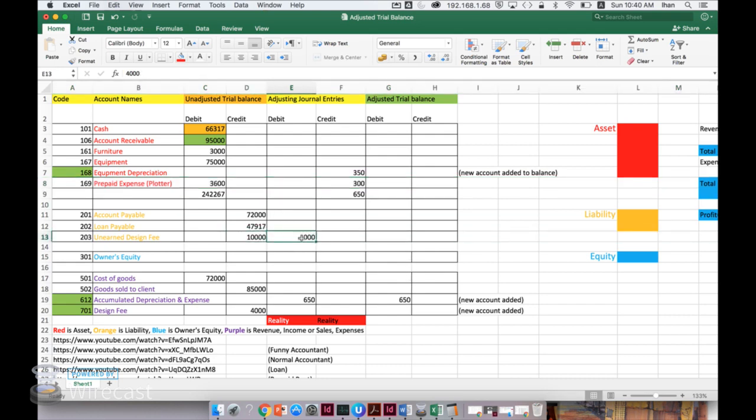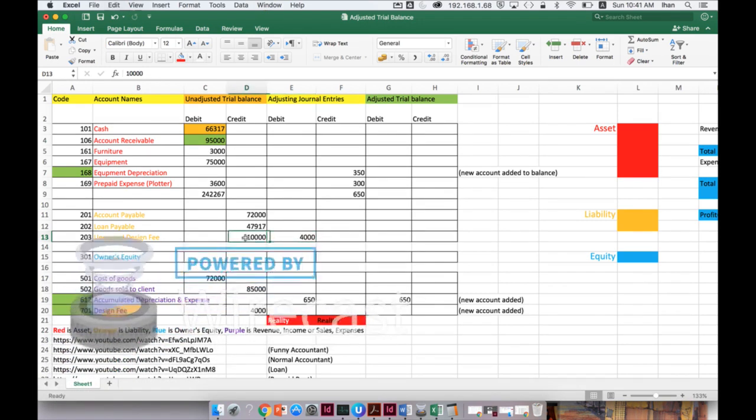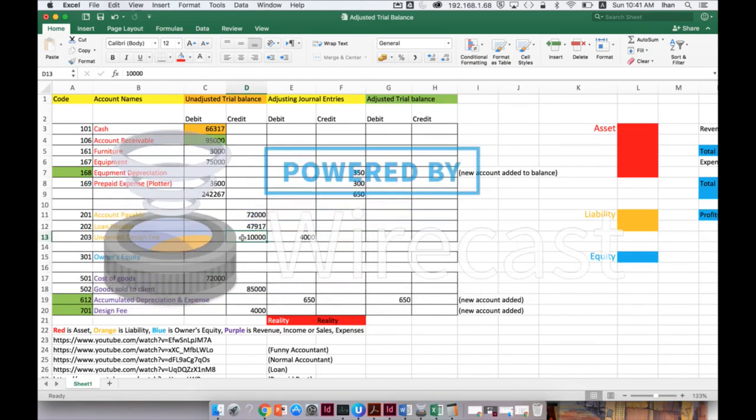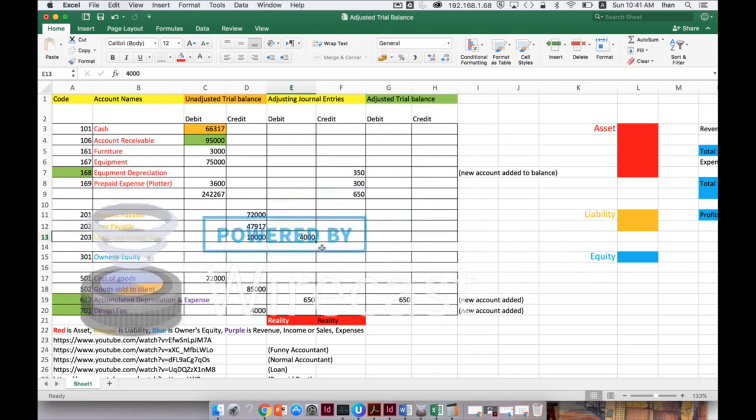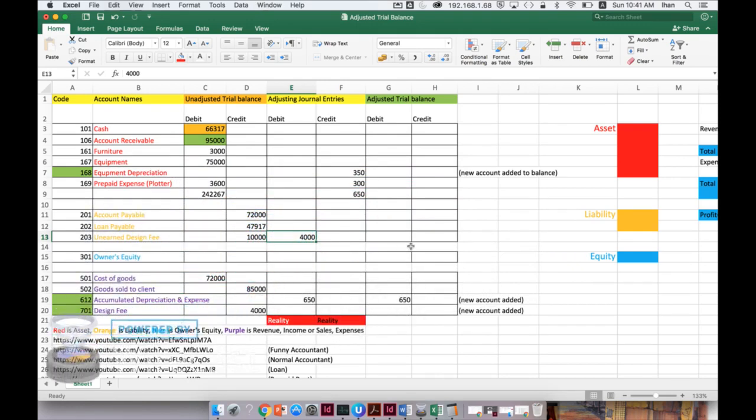The reason that here is 4,000 is that by the end of the month we finished 4,000 of the work. When we send out the invoice, this is how much our liability is, but it needs to be minus this number. And then in this column, we got liability reduced to 6,000. This number is still the same. This number is just copy and paste.